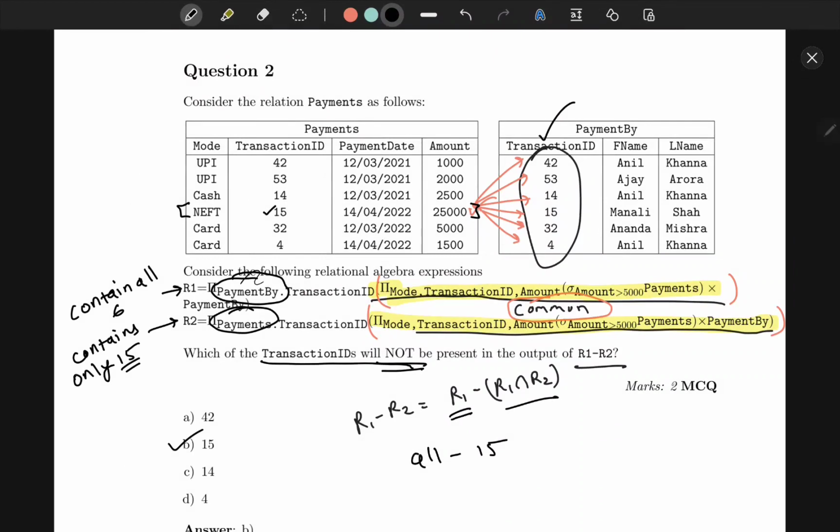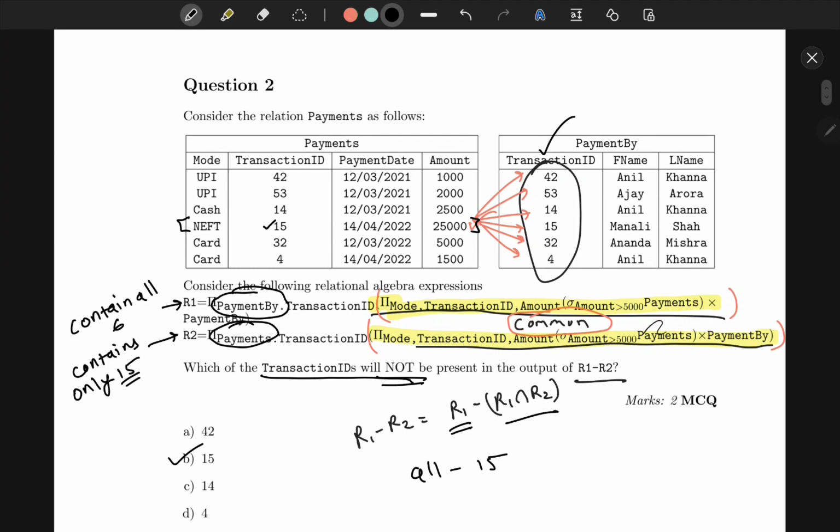Moving on to question 2. Again, question 2 is based on relational algebra expressions. We are given two relations, and this highlighted expression is common for both of them, where the amount is greater than 5000 in the payments, that is this one schema, is cross producted with payment by, that is all the tuples in payment by. So there will be a total of 6 tuples resulting from this highlighted part, and the trick is over here, where we are projecting from payment by in the relation R1, which will contain all the 6 tuples, and in R2 only payments, which will contain only one tuple.